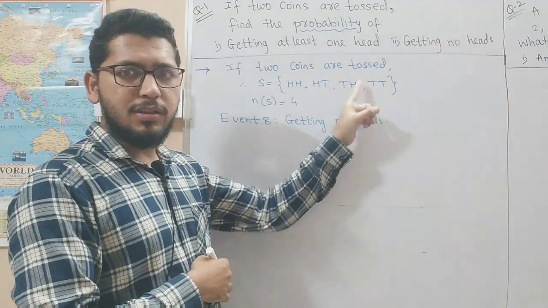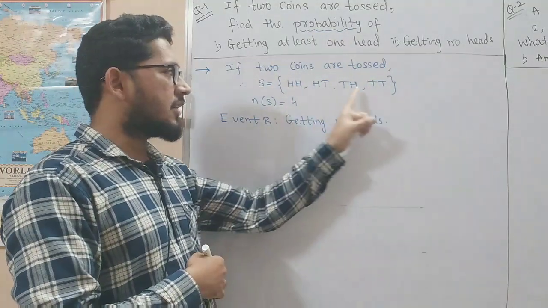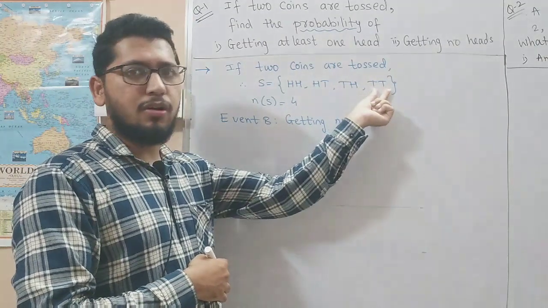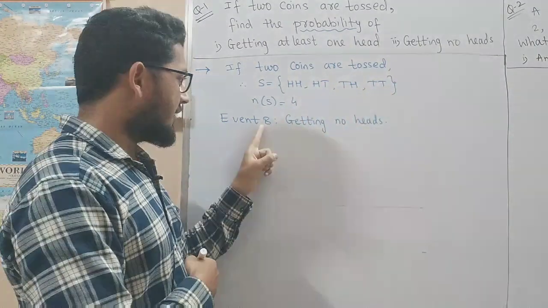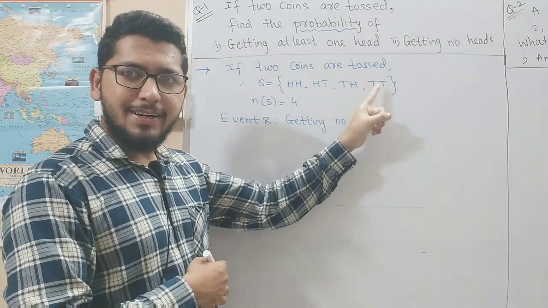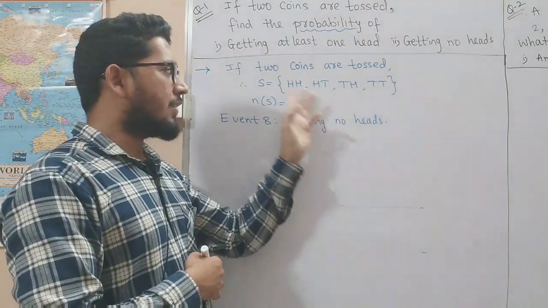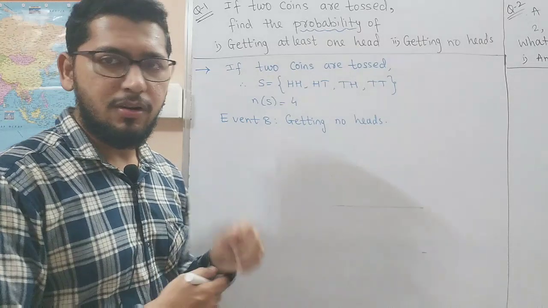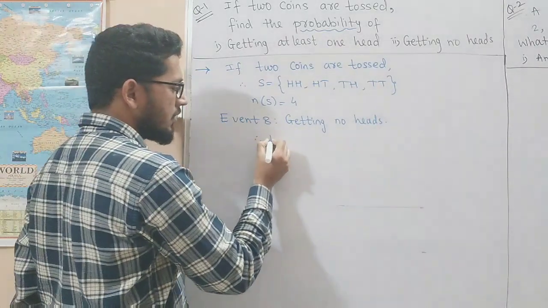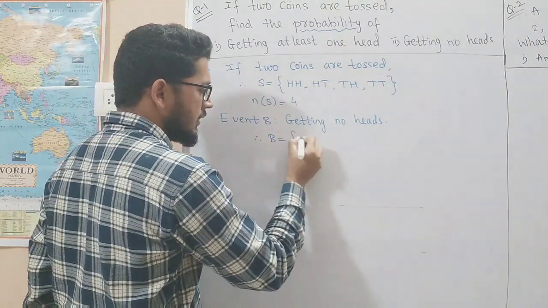Means tail and tail. So there is no head here. So in this sample space only we will get the value of TT. Here it is written getting no head, so we have to take TT. If it is written getting no tail, then we have to take the value HH. Understood? So we'll write here, therefore B is equal to {T, T}.